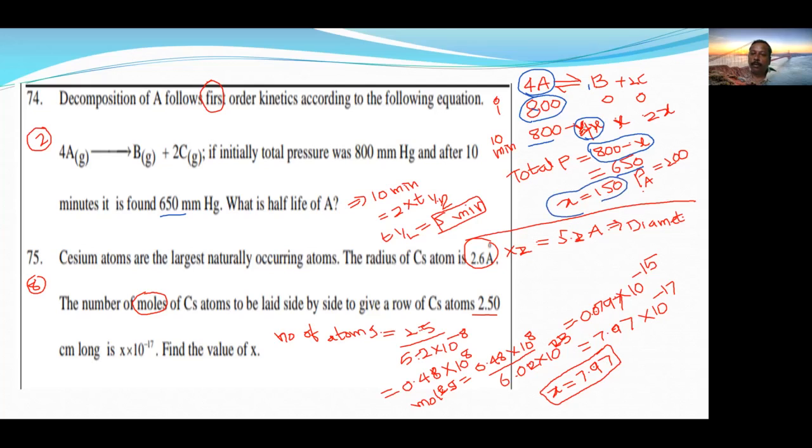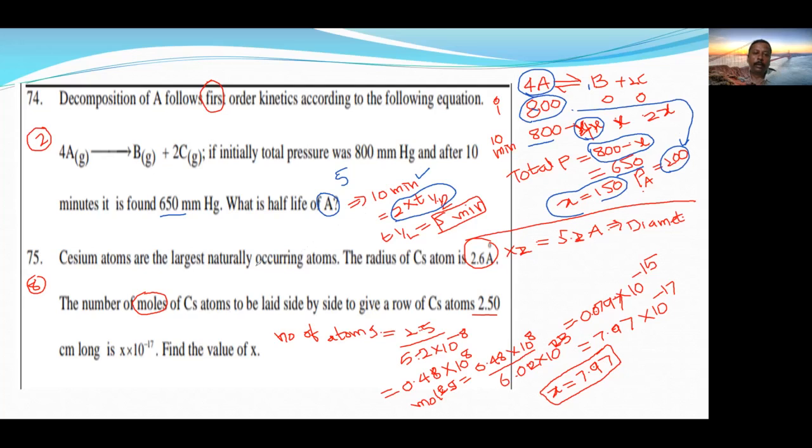So 150 into 4, then it will be 600. 800 minus 600, that is equal to 200. See here, initially 800 was there, now 200 is there. So that means it is 2 half-lives. 10 minutes is 2 half-lives, then 1 half-life will be 5 minutes. So the answer will be 5. What is the answer? 5 minutes will be the answer.